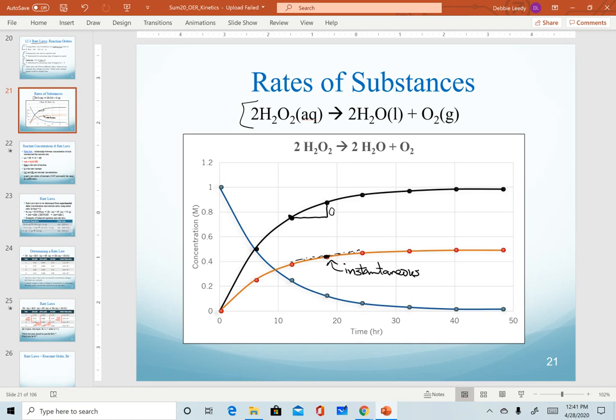And I'll add it in here. This first one that I referred to is our average rate. What we're going to be talking about for rate laws is called initial rates. So it's the same as instantaneous, but it's specifically at time zero. And so if I can take the slope of this tangent, this is measuring what's called our initial rate.